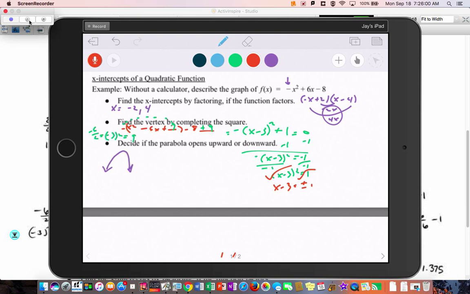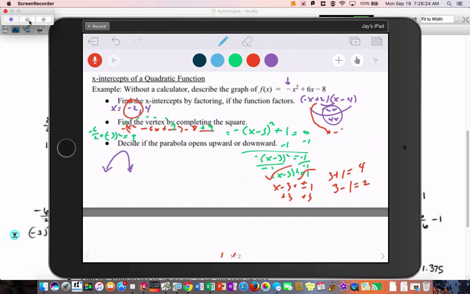So plus or minus 1, and now add 3. So what's 3 plus 1? That's 4. And what's 3 minus 1? That's 2. So now when I look back, I had solved this first one, I got negative 2. So what I'm able to do now is see what was my mistake.